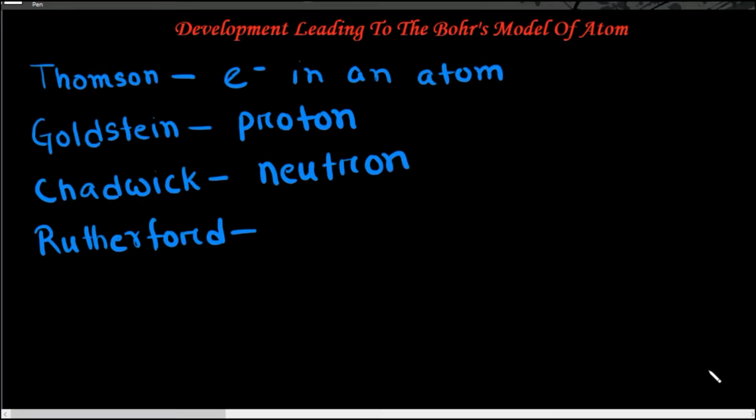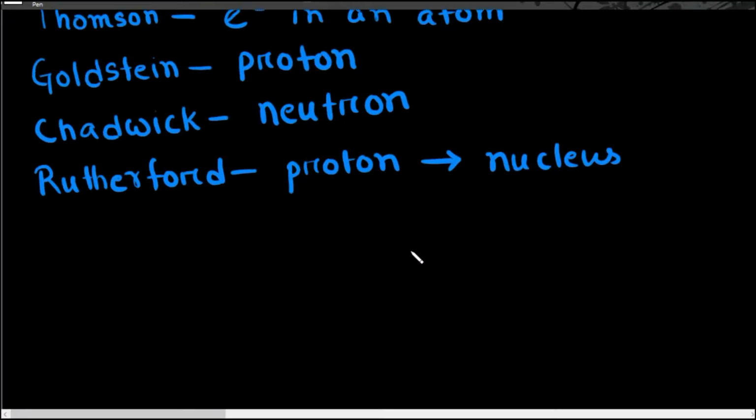It was Rutherford who gave one of the most important concepts about the atomic model proposed by Bohr. It was that the proton is present in the nucleus and the electrons revolve around the nucleus. So this is the nucleus, and the electrons are present here. So the electrons are present around the nucleus.